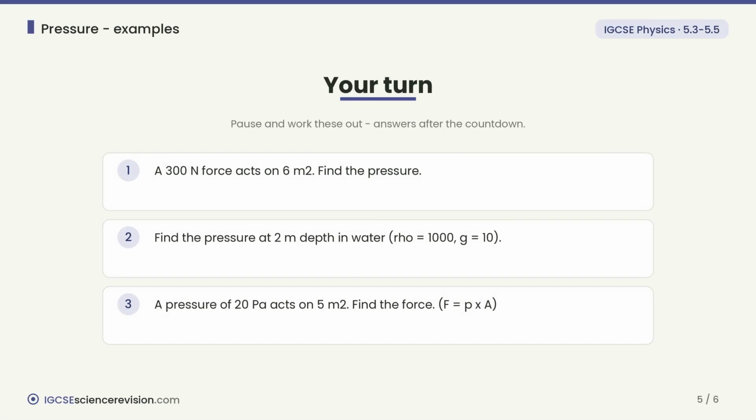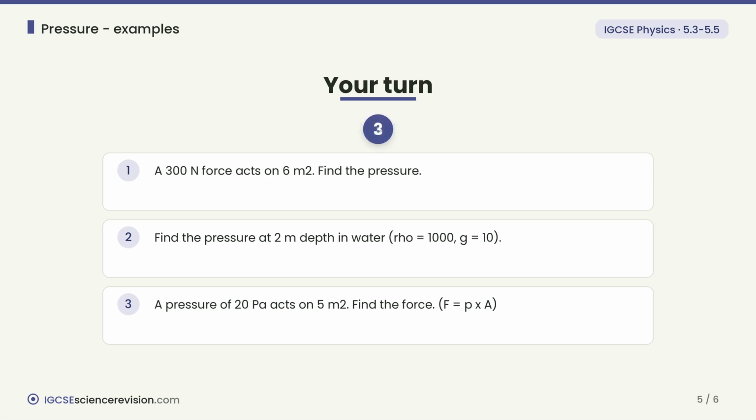Now it's your turn. Try these practice questions. Question 1. A 300 N force acts on 6 square meters of area. Find the pressure. Question 2. Find the pressure at 2 meters depth in water. Rho is 1000, g is 10. Question 3. A pressure of 20 Pa acts on 5 square meters of area. Find the force. F equals P times A. Pause the video, work them out on paper, then play on to check your answers.